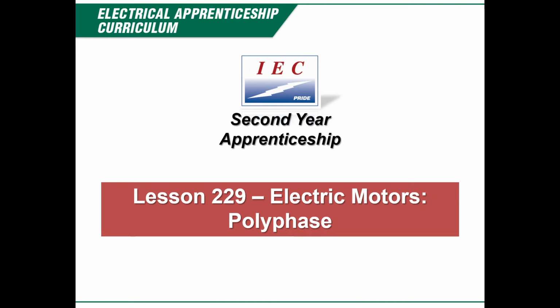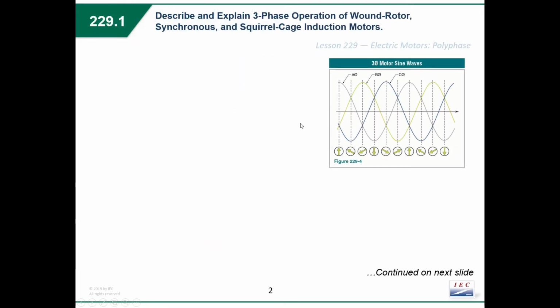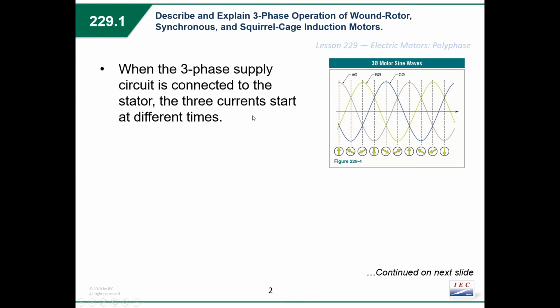Right, lesson 229, electric motors, polyphase. Of course, poly meaning many, or in our case, three. So first, right off the bat, we see this series of three sine waves. When the three-phase supply circuit is connected to the stator, the three currents start at different times.